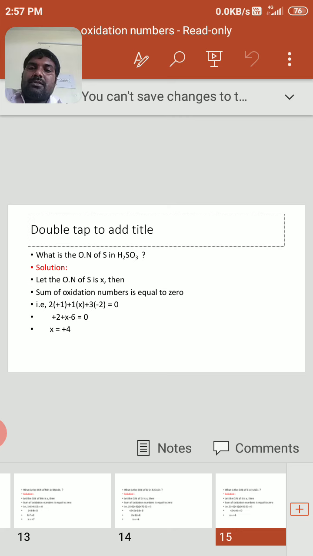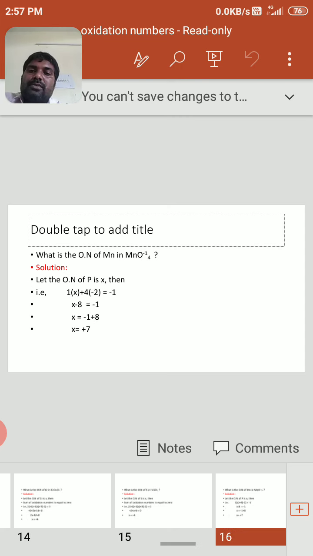And the oxidation number of sulfur in H2SO3: the unknown element is sulfur, which we consider as x. How many sulfurs are there? Only 1, hence 1x. 2 hydrogens, each +1, so 2 × (+1) + x + 3 × (-2), the common oxidation state of oxygen being -2, equals 0. Then we get x = +4.